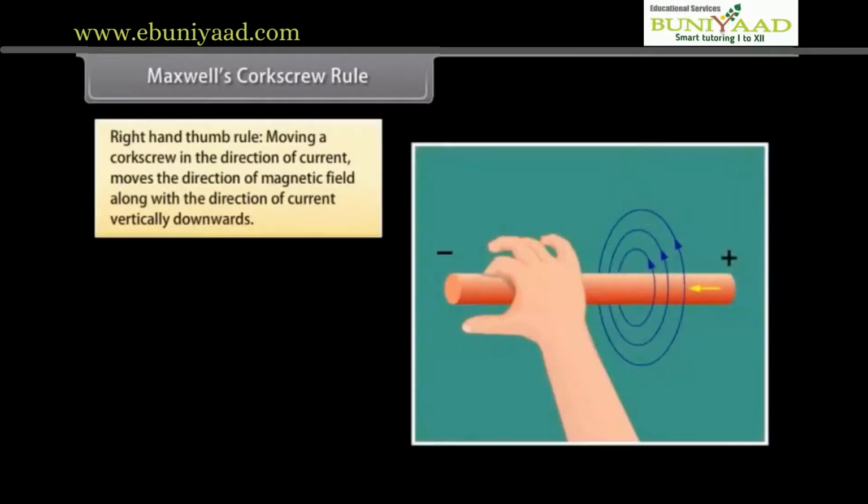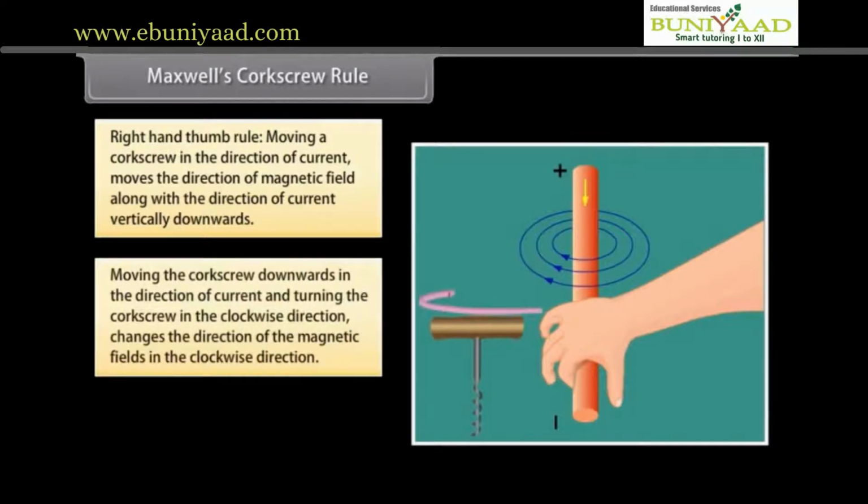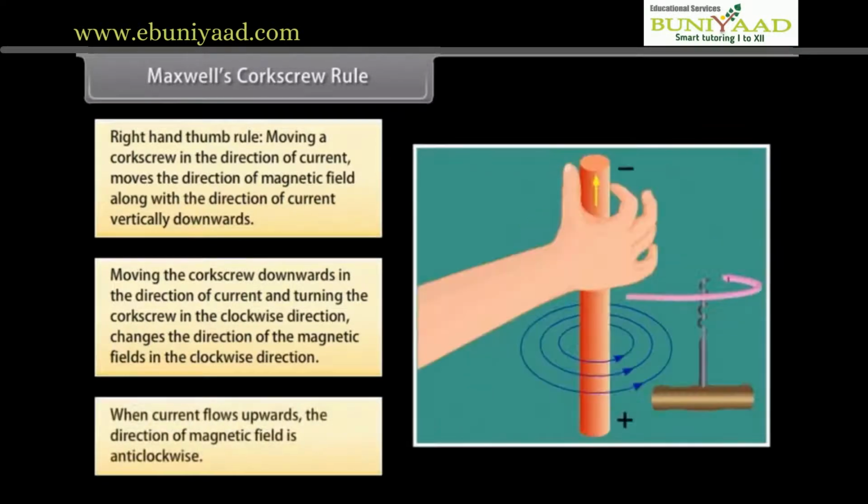Maxwell's corkscrew rule. Maxwell's corkscrew rule, also known as right-hand thumb rule, defines that moving a corkscrew in the direction of current moves the direction of magnetic field along with the direction of current vertically downwards. If we move the corkscrew downwards in the direction of current and the handle of the corkscrew is turned in the clockwise direction, then the direction of the magnetic field is clockwise. So, when current flows upwards, the direction of the magnetic field changes and is anti-clockwise.